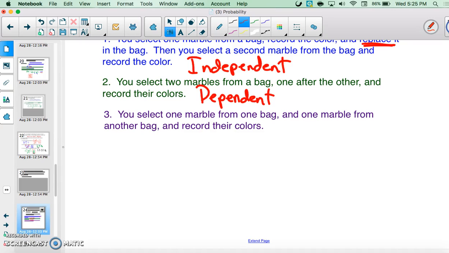For the last one, you select 1 marble from one bag and 1 marble from another bag and record their colors. Well, we're drawing from 2 separate bags, so those aren't going to affect each other, so this is going to be independent.